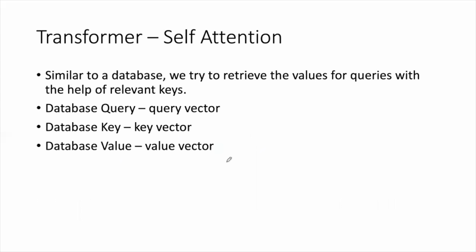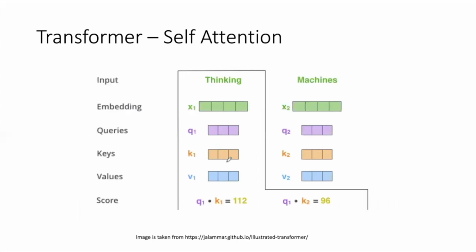Yeah, so this basically mentions how exactly both are related. So we try to retrieve the values corresponding to a query with the help of relevant keys. So we try to find the relevant keys for a query and then pull out the associated values from them. So that's the process. Now let's again look at how the self-attention mechanism is actually implemented.